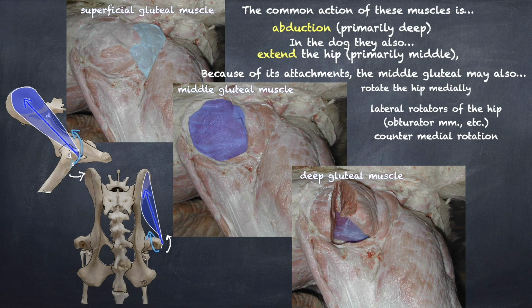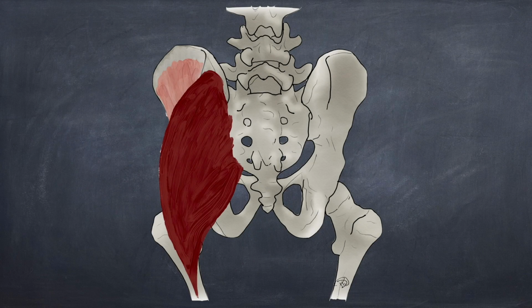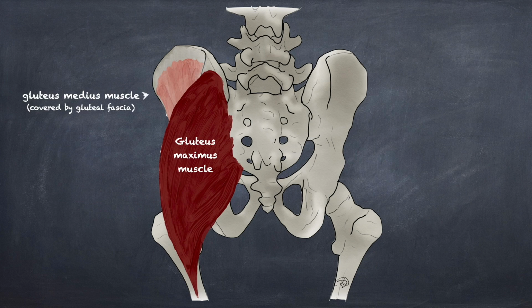So the superficial is the same as the gluteus maximus in the human. The middle, the gluteus medius, that's easy to remember. And then the deep is the gluteus minimus. If we look at this illustration I drew, this is going to be the gluteus maximus muscle. And here's the gluteus medius. We're not going to see the gluteus minimus on this image.